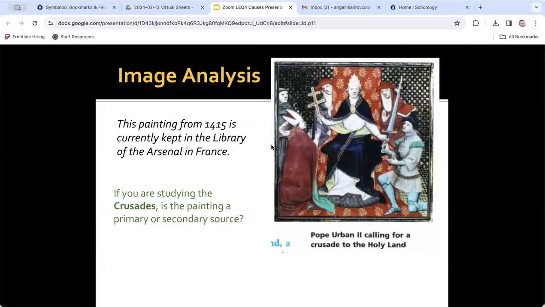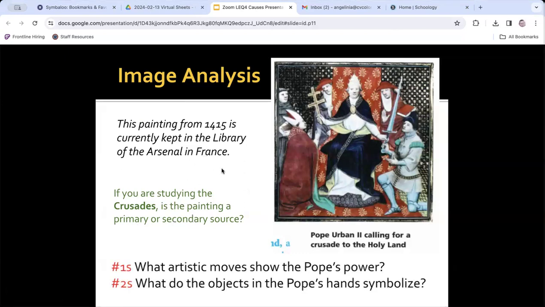All right, next up, I'm going to put you in a new set of groups and we're going to analyze this painting to think a little bit about what it shows to us regarding the Crusades. I want you to first think about if it's a primary or secondary source, and then I want you to answer these questions. Now, I have them labeled as 1s and 2s, but it can be a little more flexible than that since we're going to be in these breakout groups. Go ahead.